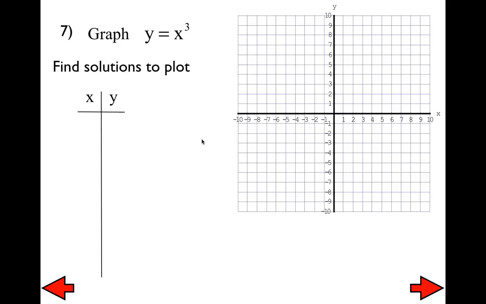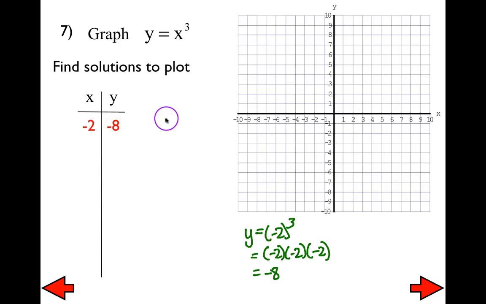I'm going to choose the values for my input, which is referred to as x, as -2, -1, 0, 1, and 2. So -2 is first. Here I have y equals (-2) cubed. What does this mean? It means -2 times -2 times -2, which would leave me with -8. So here, my ordered pair would be (-2, -8).